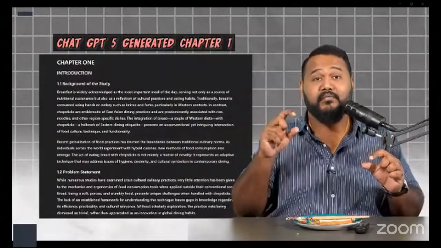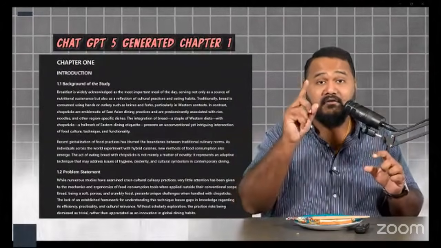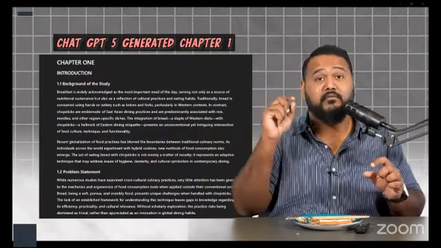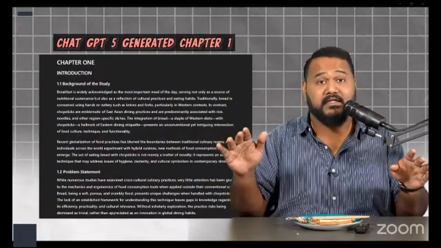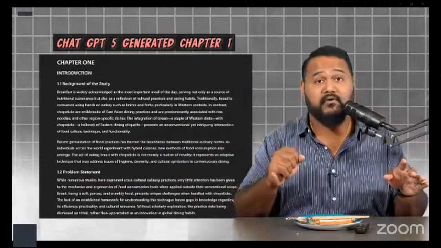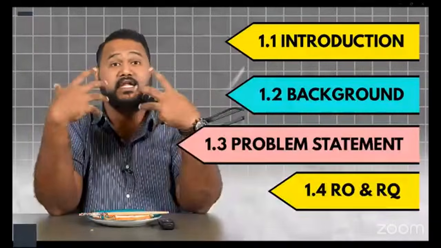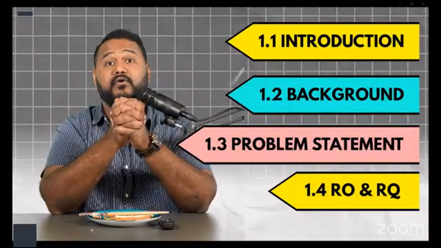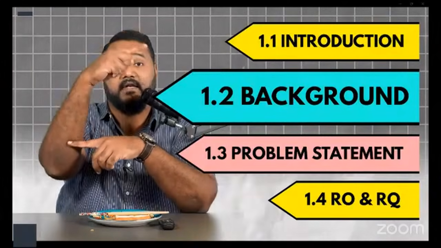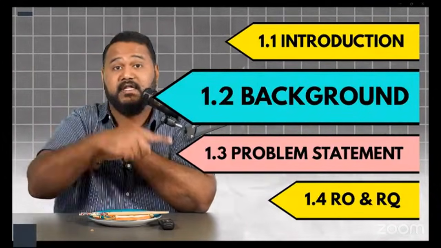This is the whole problem of using AI without knowing what you need: you will just copy and paste that and destroy your entire thesis. That's where everything goes wrong. So don't copy and paste from AI without understanding what you need. In the next video, we're going to jump into background. Introduction done. Next is background, then problem statement, then the rest.